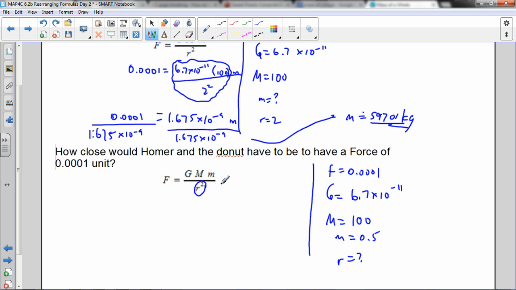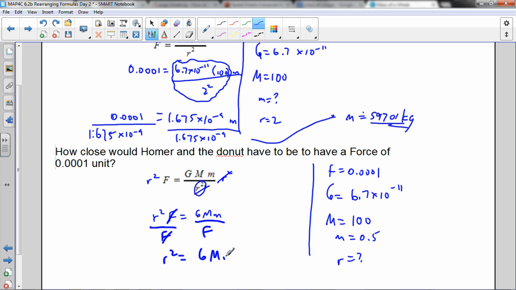Now I'm going to do the second way, which is to rearrange this first. So what steps do I want to do? Well, I want to multiply by R squared, because having the thing we want to find on the bottom is no fun. So I'm going to multiply, because that's the opposite of dividing, by R squared. On this side they'll cancel. On this side I'm left with R squared F equals GMN. And then I'm going to want to divide by F on both sides. On this side they cancel, and I'm left with R squared.